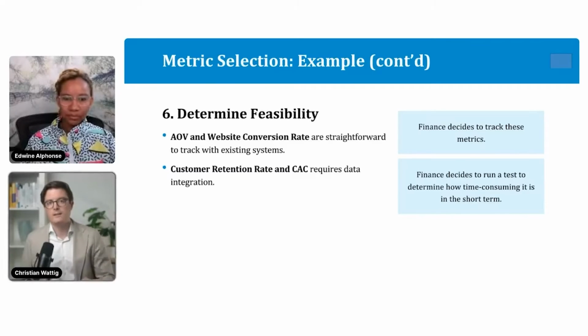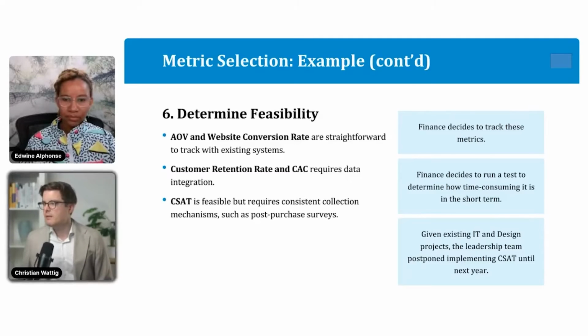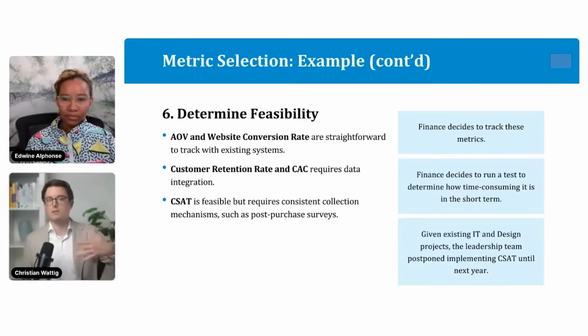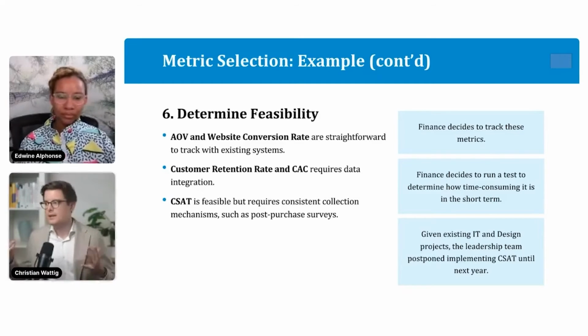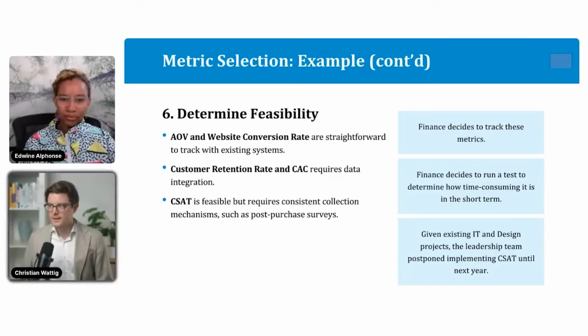And so if you can test it, if you can do it just with a small set of data and see how time consuming this is, highly recommended to do a test first before you commit to something that may take days every month. And then you may also run into problems where you say, okay, customer satisfaction, it's feasible, we could definitely do it, but we need help from other teams to create the survey, to launch the websites. And since those teams are already very stretched, we postpone tracking this. So that's an example of going through this process.